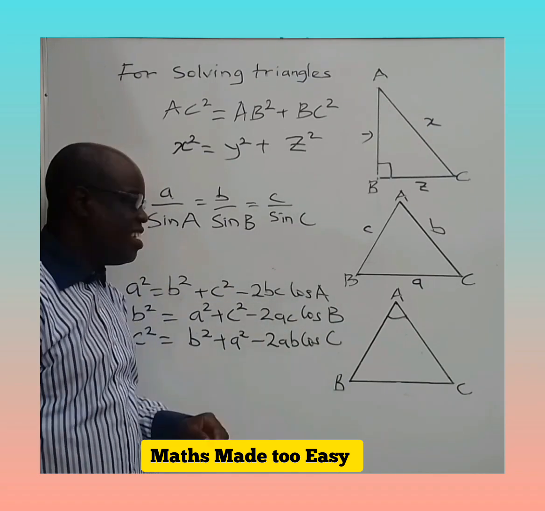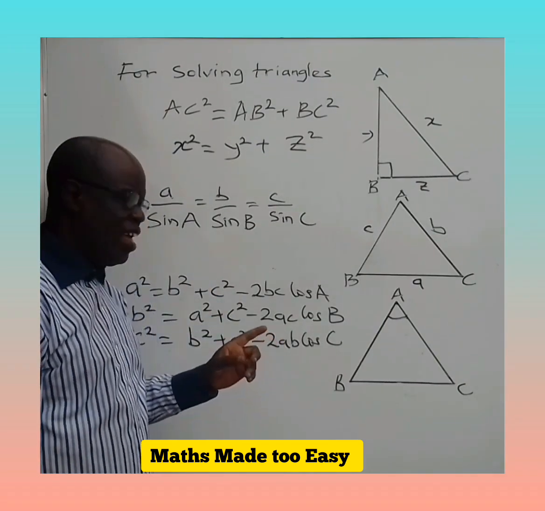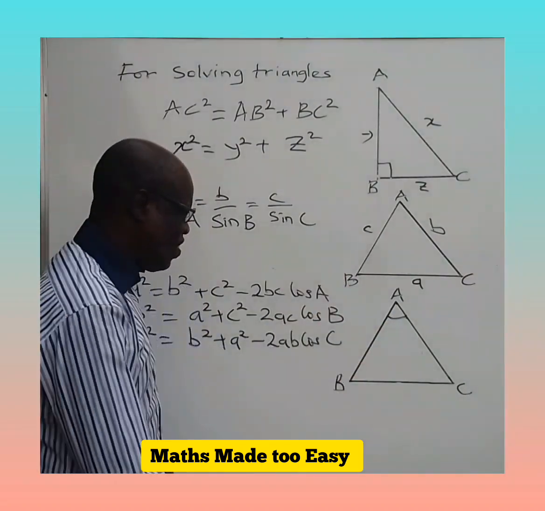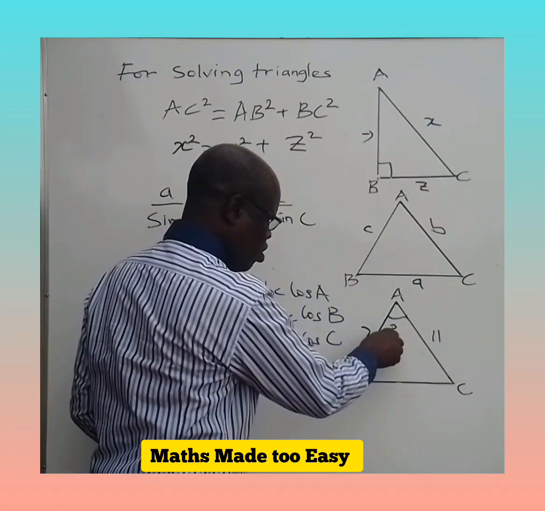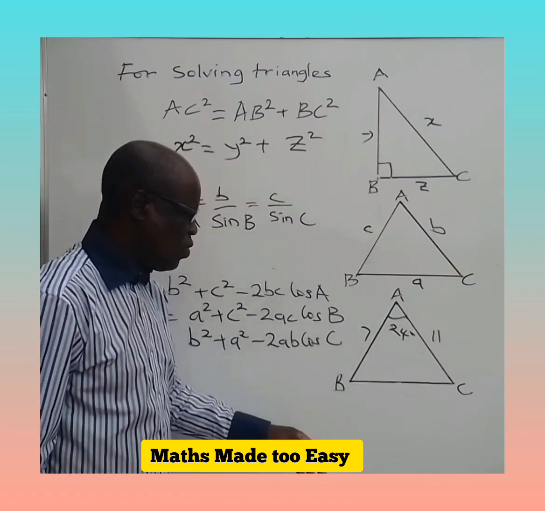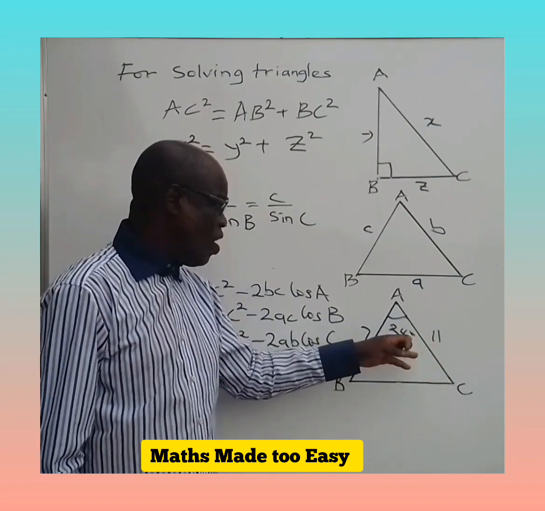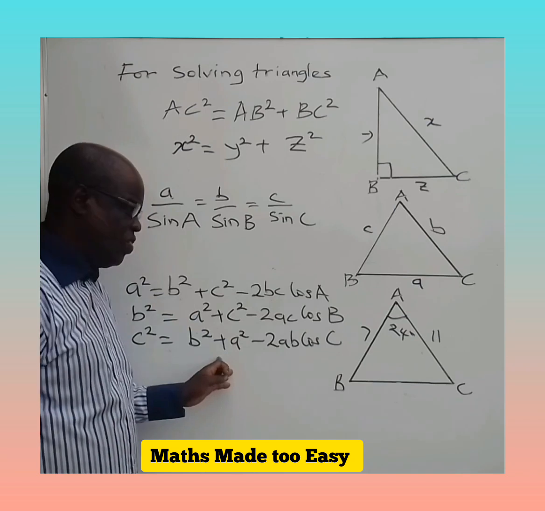That's the first condition. The second condition to use cosine rule, you must have access to two sides and the included angle. For example, if they say this one is 7 and this is 11 and you have 24 degrees here, so you have a side here which is 7 and you have another side here which is 11, then you have the included angle which is 24 degrees. So in this case, you can use cosine rule.